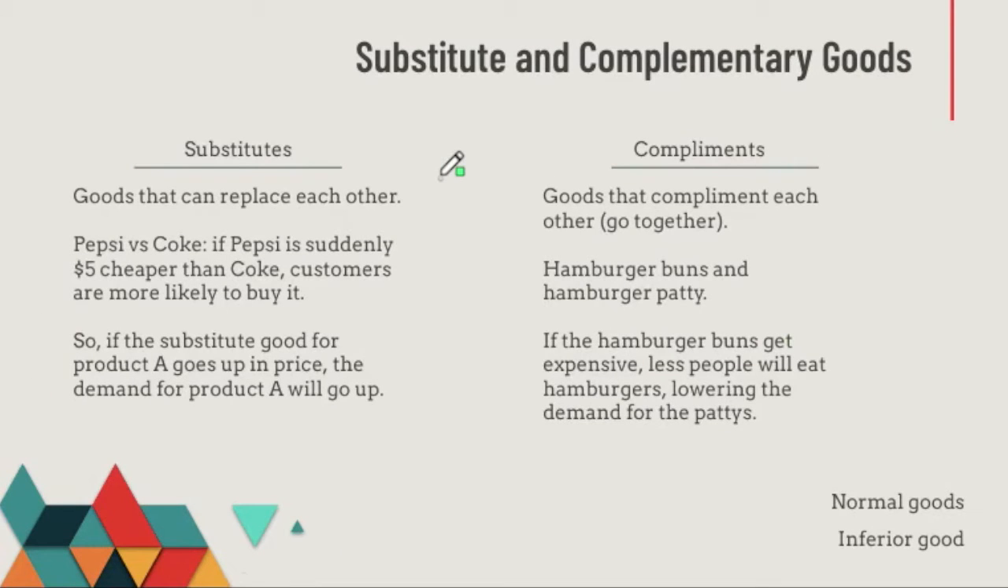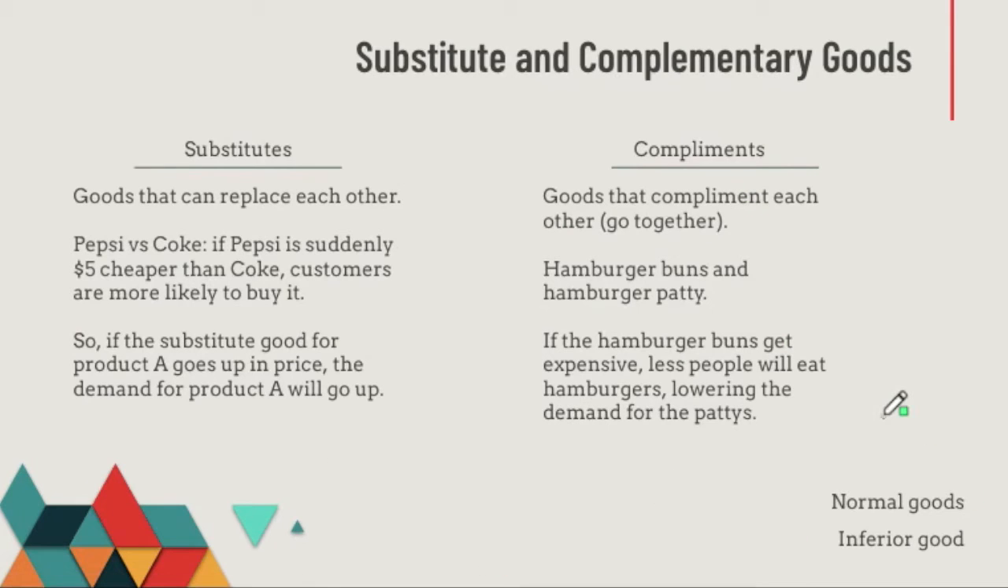Complements are going to be goods that complement each other. They're going to go together. For example, hamburger buns and hamburger patties. If the hamburger buns are suddenly more expensive, it's going to be more expensive to make hamburgers. So people are going to make fewer hamburgers, which means they're going to need fewer patties. So if the price of the hamburger buns goes up, then the demand for patties is going to go down. So the relationship for substitute goods and the relationship for complements are going to be opposite.